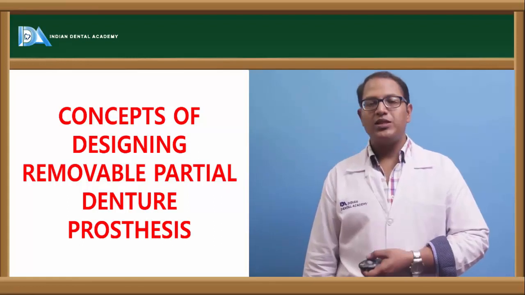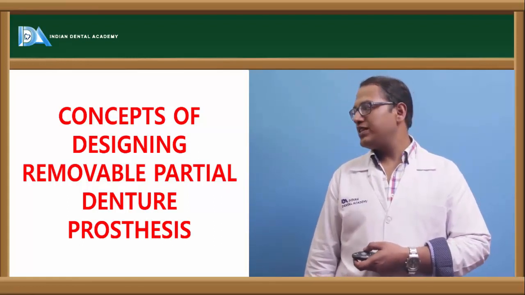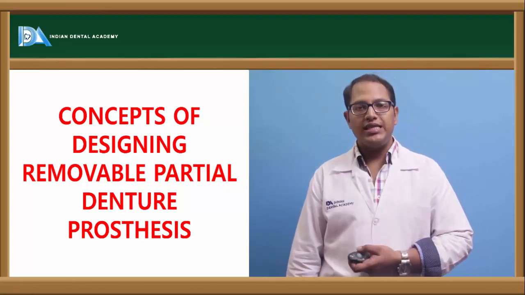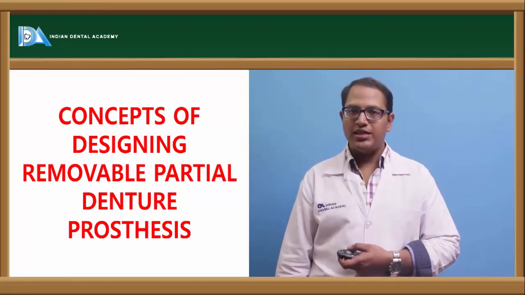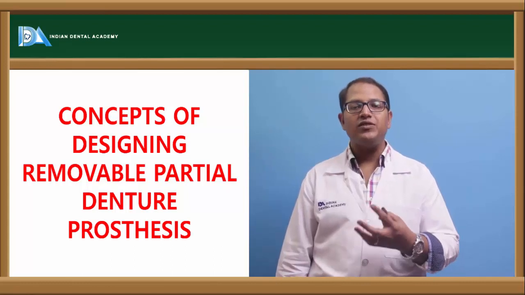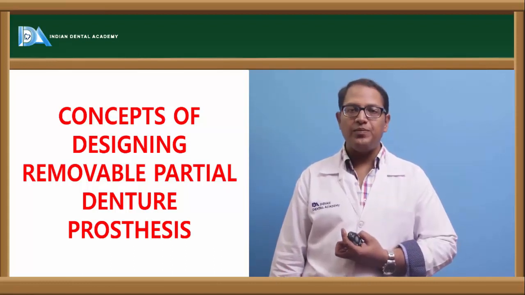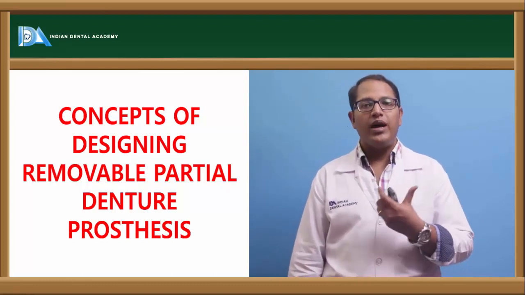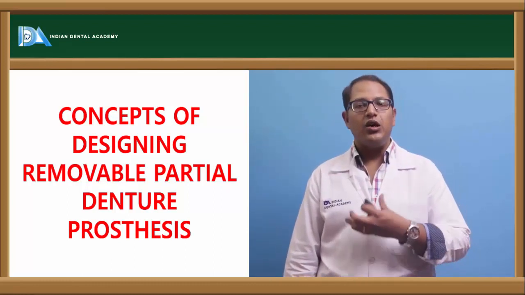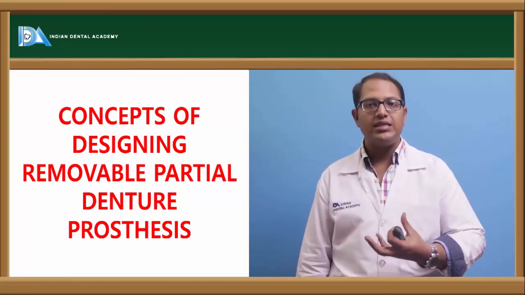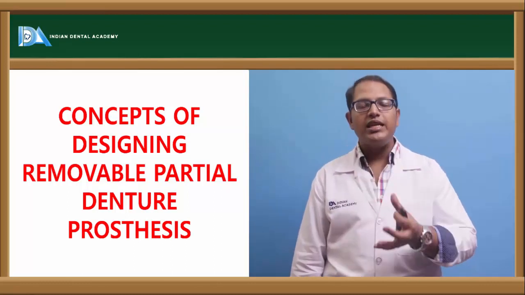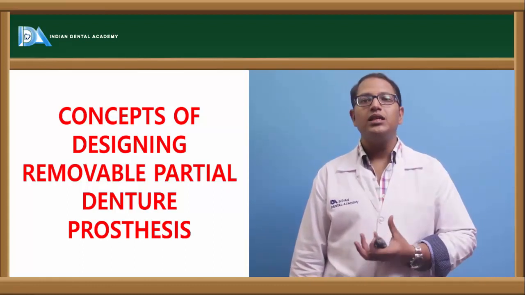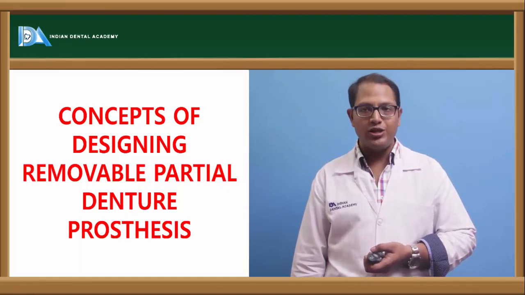Hello everyone. So now our topic for today will be concepts of designing removable partial denture prosthesis. We need to know that when we are designing a removable partial denture prosthesis, there are different kinds of concepts that come into the picture while we are putting a rest, giving a direct retainer, giving an indirect retainer, or giving a rest seat, where it is supposed to come, and how much area we are supposed to consider for fabrication of a removable partial denture.